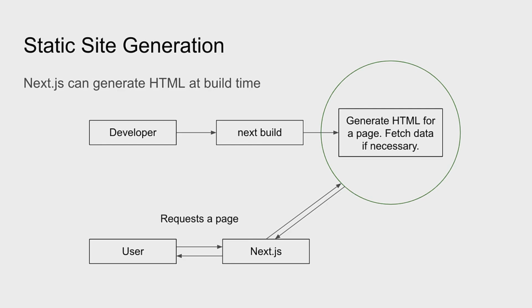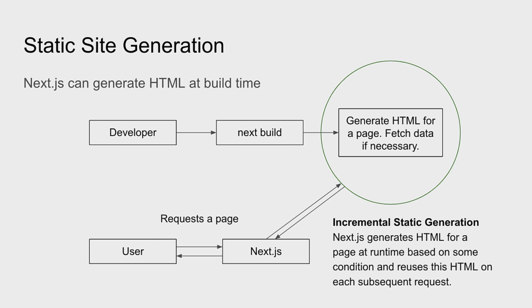Static site generation is when Next.js pre-renders a page just once at build time and serves the pre-rendered HTML to the users. So a developer runs the Next's build script and Next.js generates HTML for a page at build time. Here it also fetches the necessary data. Then a developer deploys the app and the users, when they request a statically generated page, Next.js serves the HTML it prepared up front at the build time, so it doesn't have to server-side render anything.